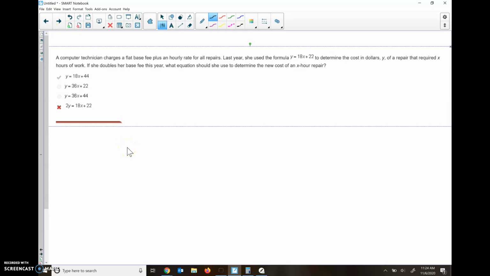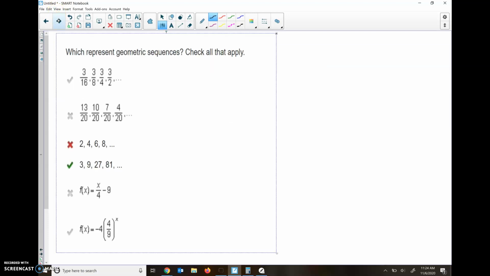A computer technician charges a flat rate fee for all hours. Okay, and it looks like that flat rate fee is $18. Later, she used the formula 18x plus 22 to determine the cost in dollars of repair required of hours work. If she doubles her base fee this year, how could she write it out? So doubling her base fee would be doubling that $22. So she's still going to charge $18 an hour, but again, to do paperwork and stuff, she's going to charge $44 now instead of that $22.